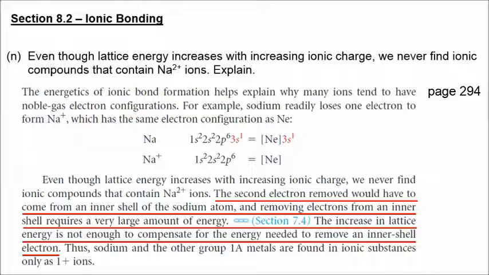because the second electron removed would have to come from an inner shell of the sodium ion, the 2p as opposed to the 3s. And removing electrons from an inner shell, as you learned in chapter 7, requires a very large amount of energy. So the increase in lattice energy from having a +2 charge for sodium is not enough to compensate for the really high energy needed to remove that inner shell electron. So we only see +1 charges for group 1 alkali metals.